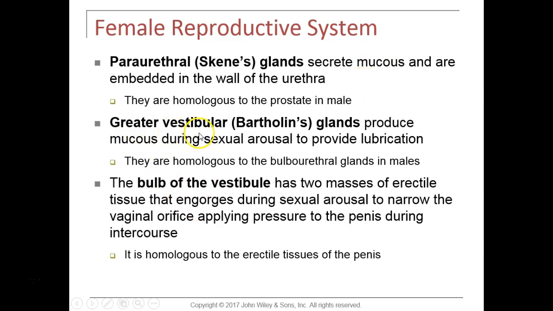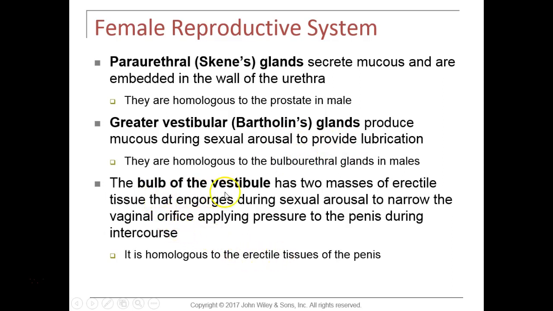The greater vestibular glands, or Bartholin's glands as they're called, also produce mucus during sexual arousal and form lubrication for sexual intercourse to occur. The greater vestibular glands are analogous to the bulbourethral glands in the male. Remember, the bulbourethral glands in the male secrete a mucoid alkaline secretion to help lubricate the urethra. Well, these glands help lubricate a portion of the vaginal canal to allow intercourse to occur.